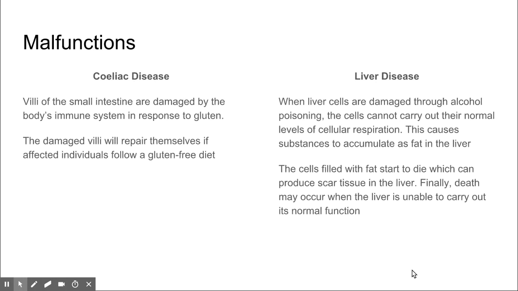Here we have two examples of malfunctions of the digestive system. One is celiac disease, in which the villi of the small intestine are damaged in response to gluten. They can repair themselves as long as individuals follow a gluten-free diet. And then liver disease, which can occur through alcohol poisoning. This causes the liver cells to be damaged, and lots of substances accumulate as fat. This causes the cells to die, and therefore the liver cannot carry out its normal function.